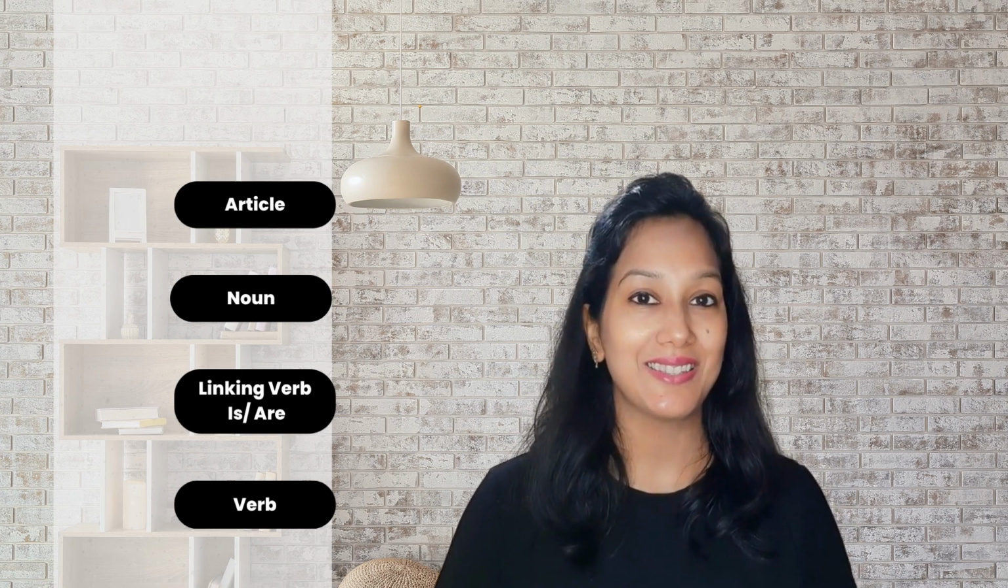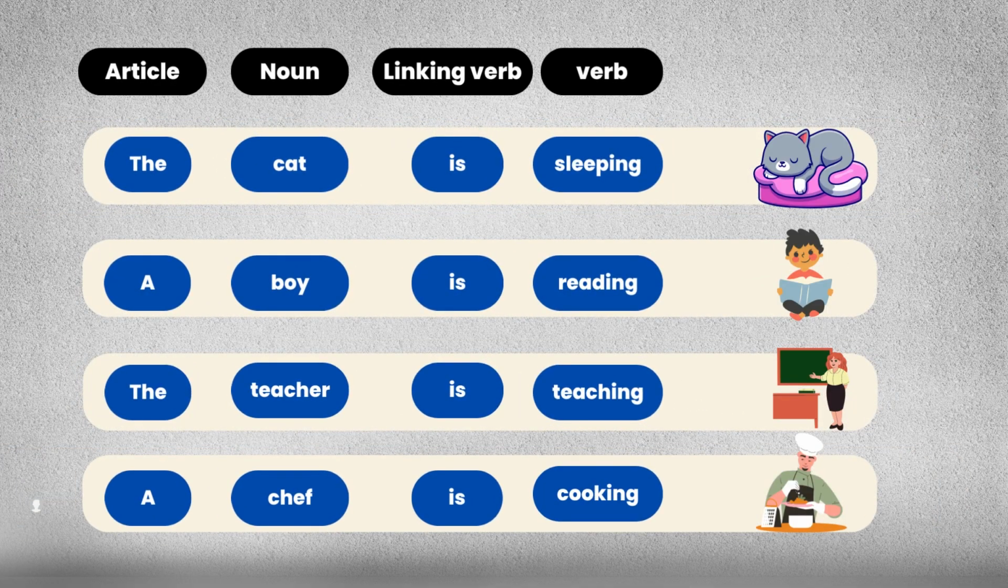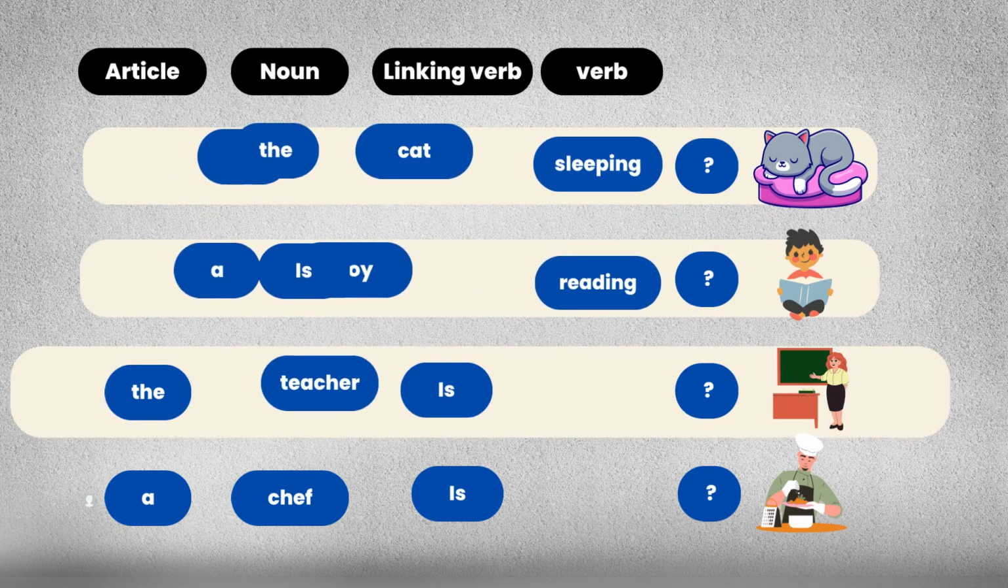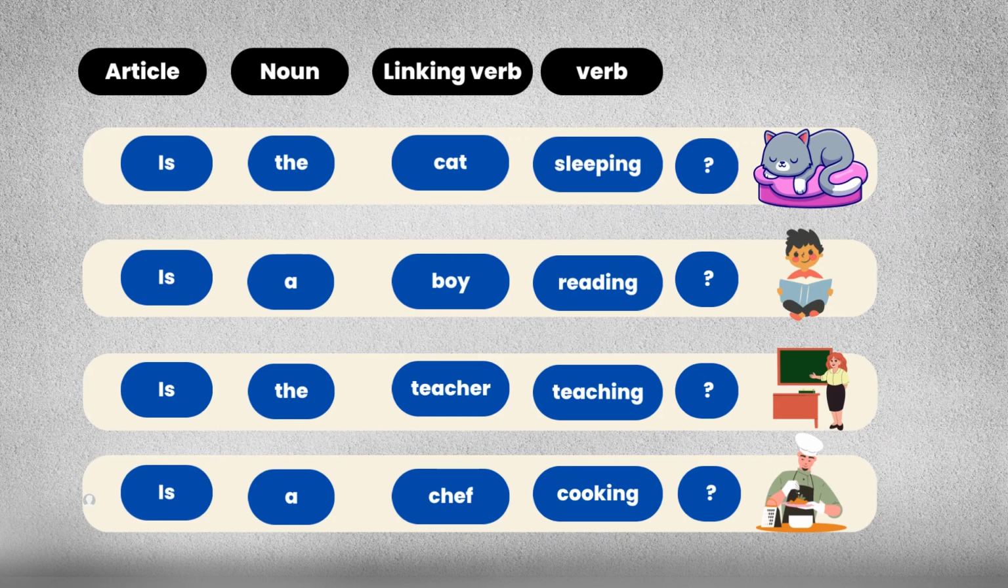Now let us use article, noun, linking verb, and verb in present continuous tense. We have these sentences formed with the help of article, noun, linking verb, and verb. The cat is sleeping. A boy is reading. The teacher is teaching. The chef is cooking. All these sentences show that the action is being done currently. Now they have changed into questions.